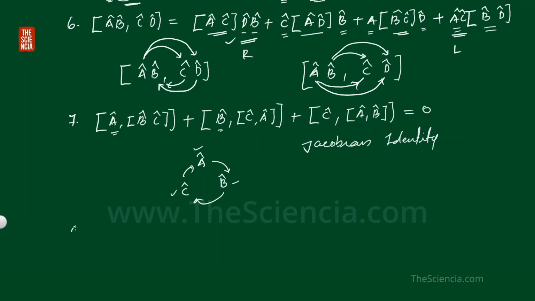And the eighth property: commutator bracket [A, B] all dagger is equal to commutator bracket [B dagger, A dagger]. So these are the properties of the commutator bracket. When you are learning this commutator bracket, please correlate it with the Poisson bracket. Both are almost the same. They differ by only one factor of i h cross.